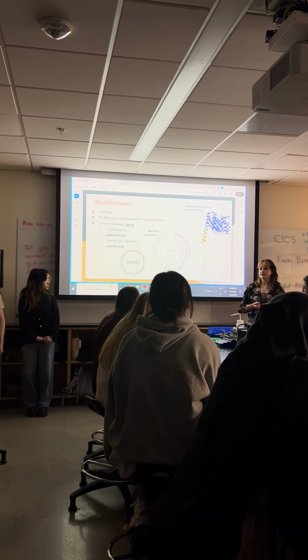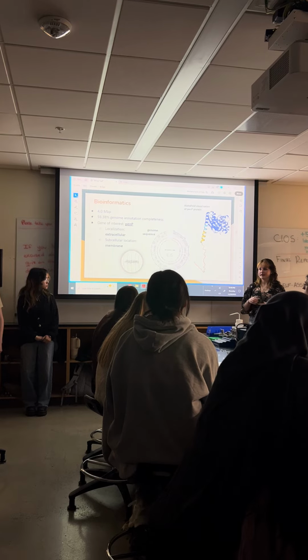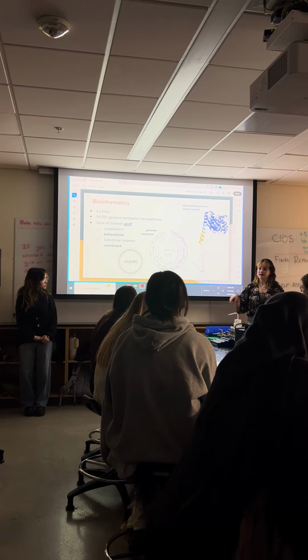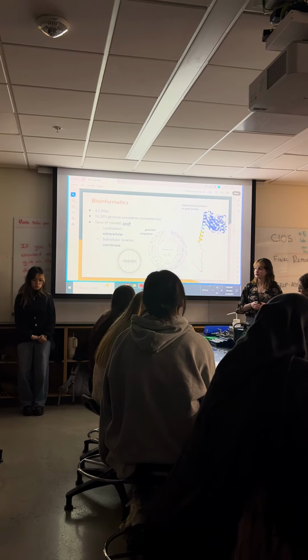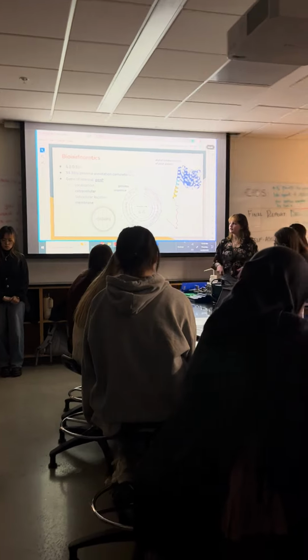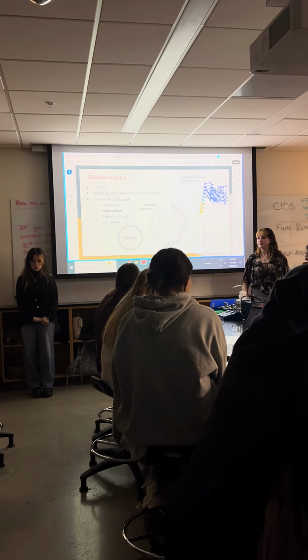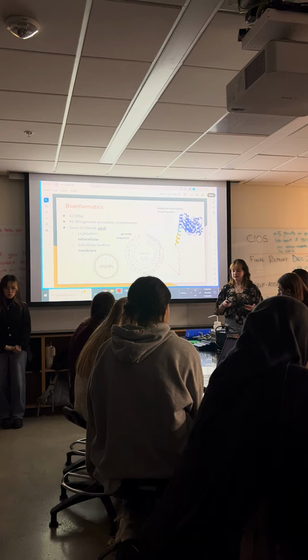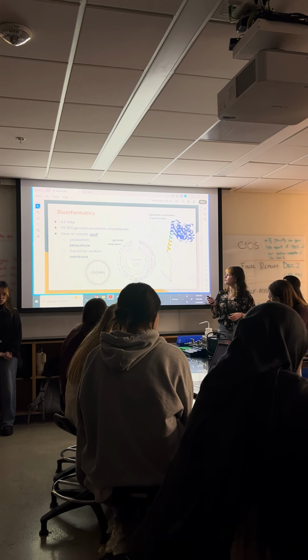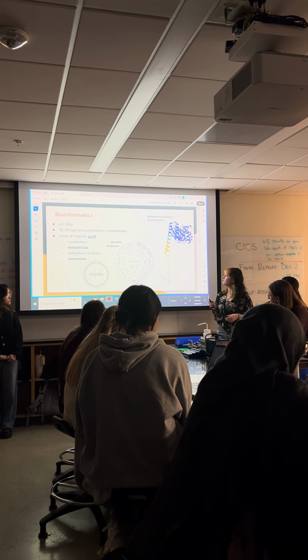I found that its localization is extracellular, which makes sense because the enzymes will have to act outside of the cell to take effect. And subcellularly, it is located in the membrane, which is where those enzymes would be coming from. And here's the protein for the gene.